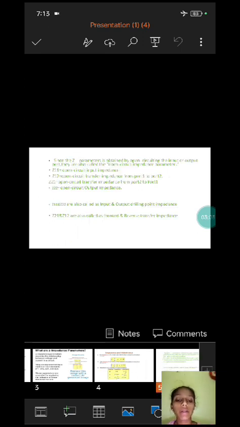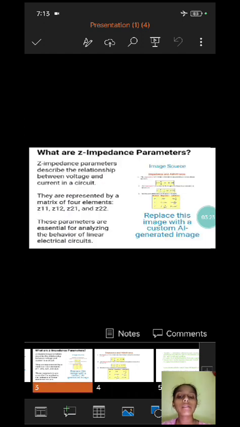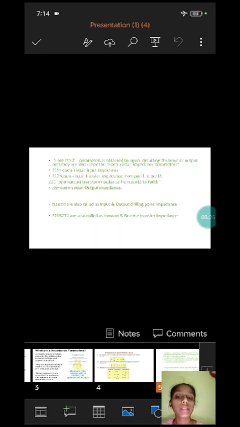Next one, since the Z parameters are obtained by open circuiting the input or output ports, they are also called the open circuit impedance parameters. Z parameters are also known as the open circuit impedance parameters. And in this impedance, the four elements are represented in the Z impedance matrix.